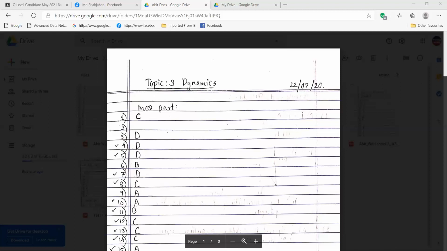7D, Dhaka. Correct. 8C, correct. 9A. Cross. 10A, yes. 11B, Bangladesh, yes. 12C. 13C, yes. 14C. 15A, yes. 16A, yes. 17D, Dhaka, yes. 18C, cross. And 19 also I couldn't solve. Question mark.